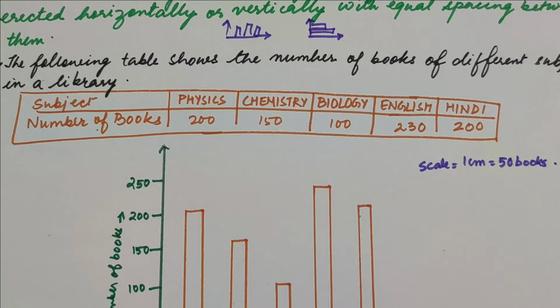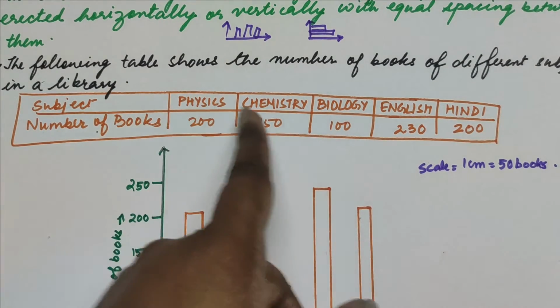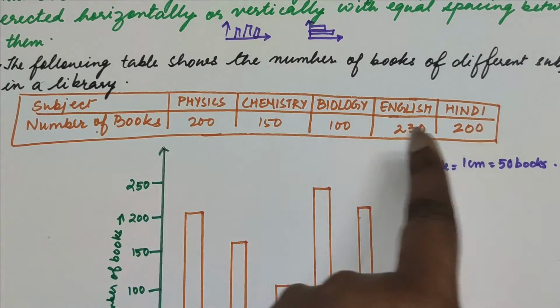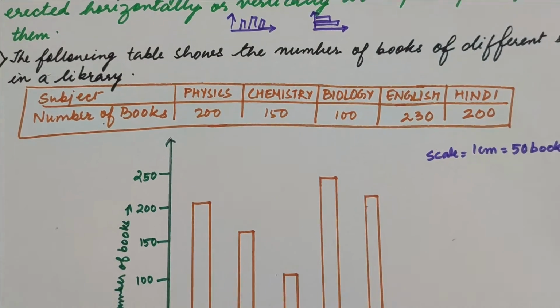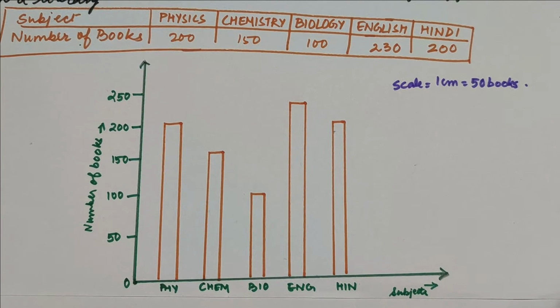So here the question is, the following table shows the number of books of different subjects in a library. So the subjects are written and the number of books are given. We have to show it in a bar graph. This one I have already plotted for you. I'll also be showing you how to plot it.